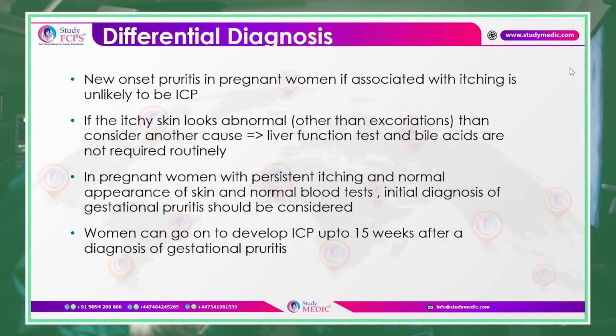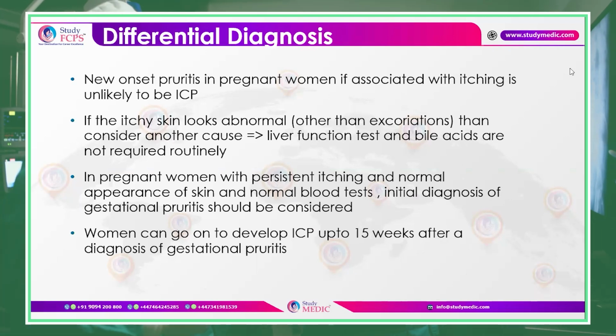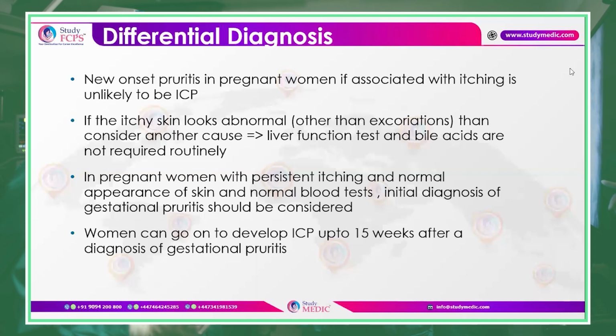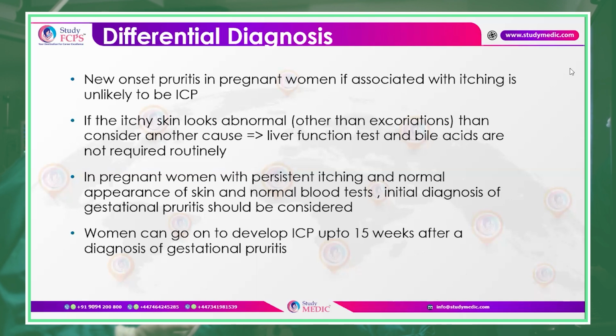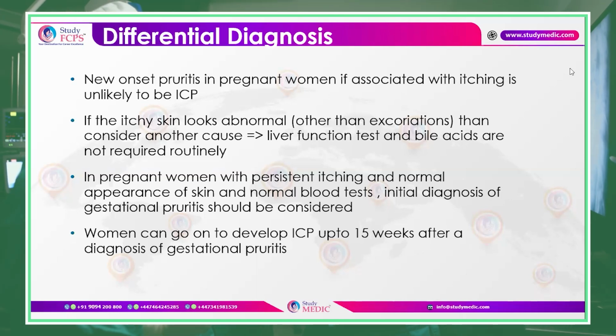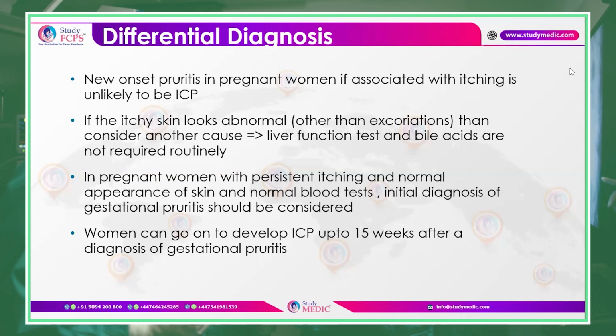Okay, so what could be the differential diagnosis? Every patient that comes in with pruritus is not always intrahepatic cholestasis of pregnancy. You have to keep in mind the other diagnoses also. New onset pruritus in pregnant women associated with itching is unlikely to be intrahepatic cholestasis of pregnancy if the itchy skin looks abnormal, that is, other than excoriations there is a rash, redness, or scar. You have to consider other causes, and to evaluate them, you have to go through the liver function test and bile acids test, but they are not required routinely.